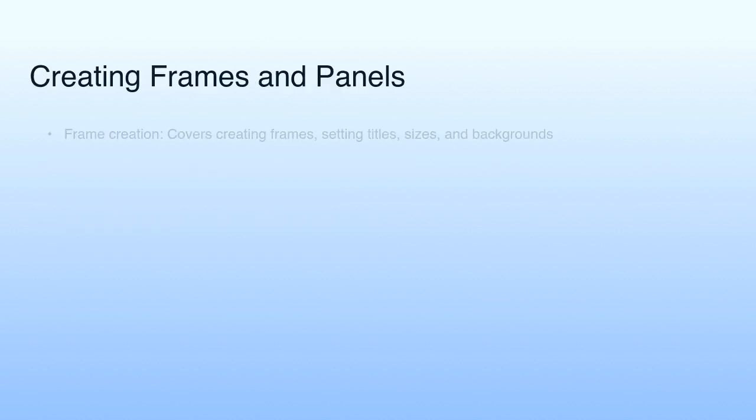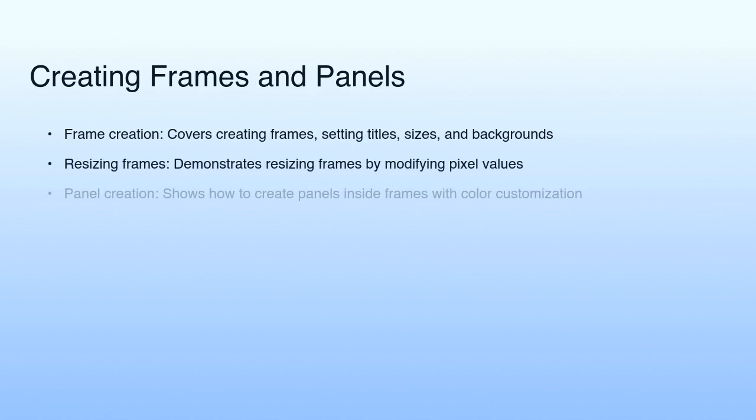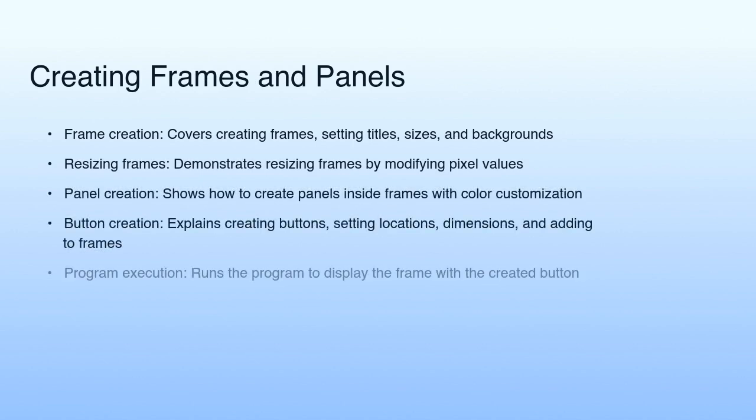The first example focuses on creating frames and panels in a GUI. It shows how to create frames, set title, sizes and backgrounds, as well as resize frames by modifying pixel values. It also demonstrates how to create panels inside frames with color customization, create buttons, set their locations and dimensions, and add them to frames. The program then runs to display the frame with the created button.